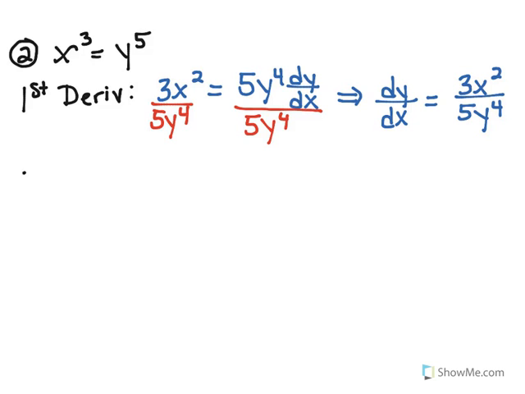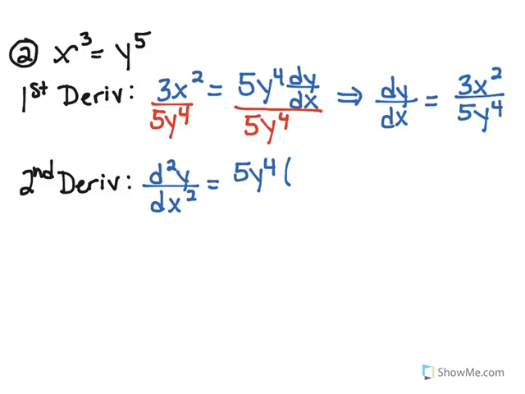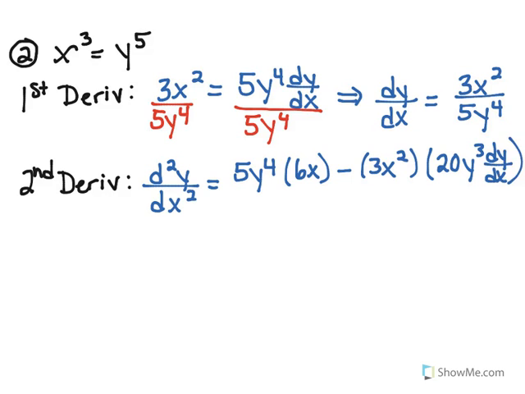Now to find the second derivative, I need to use the quotient rule. So, second derivative notation, d squared y dx squared is equal to low, 5y to the fourth, d high, 6x, minus high, 3x squared, d low, 20y cubed, dy dx, all over low squared. Remember to square the entire denominator. I recommend just writing it in parentheses with a squared and then simplifying it on the next step.